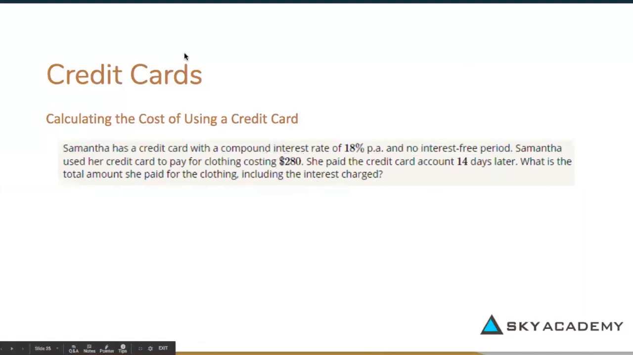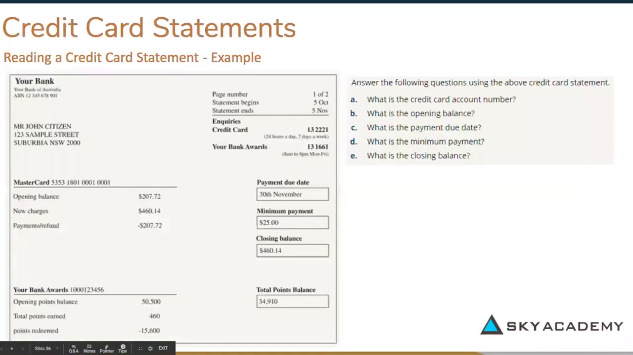So in this question, we have a credit card statement. A credit card statement is something that might come in the mail, might be emailed, but you would get something that looks like this, and it'll have all the information there, and you just have to answer the questions based on the information given. So let's have a look at question A. What is the credit card number?